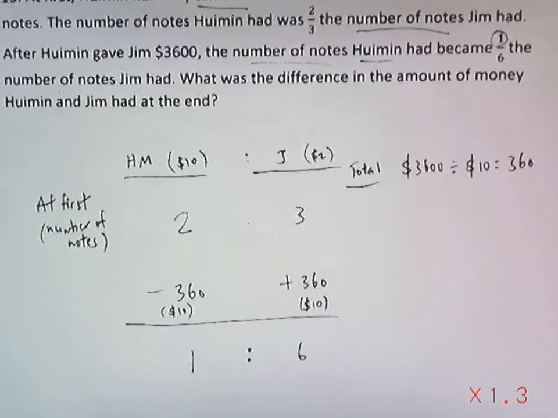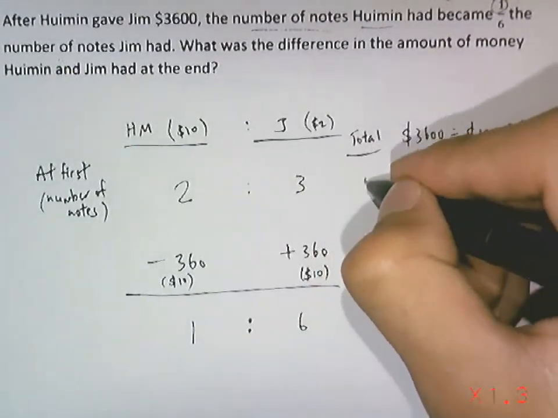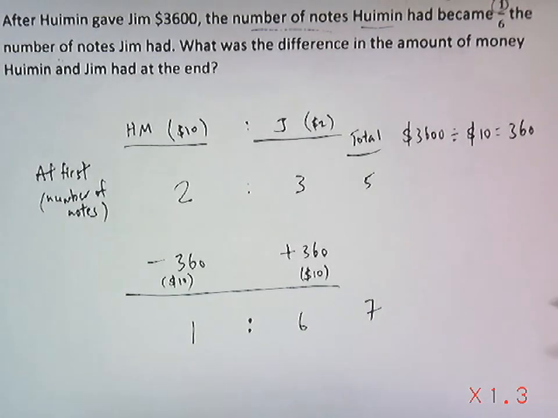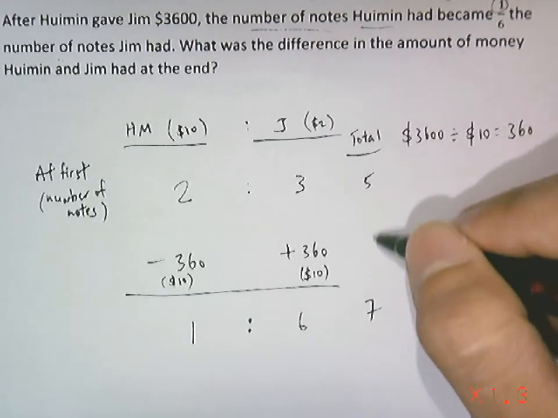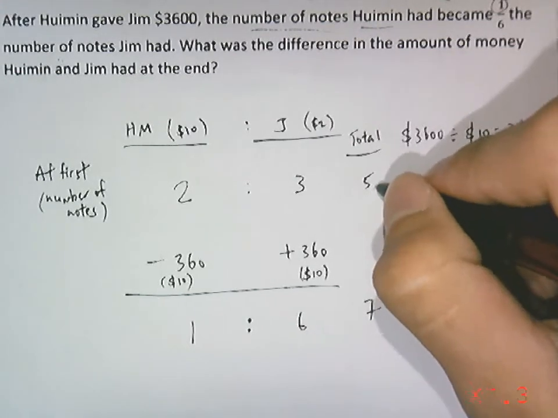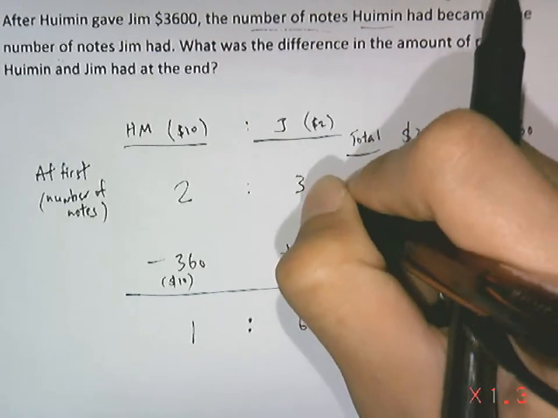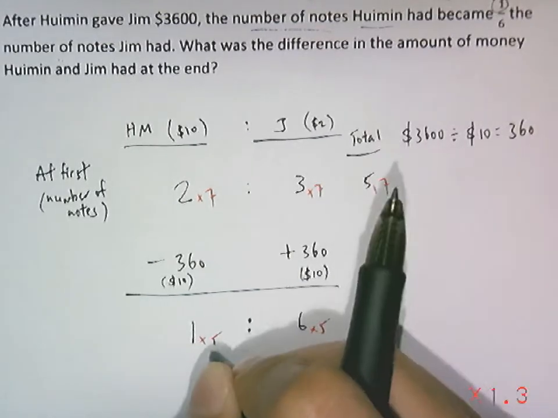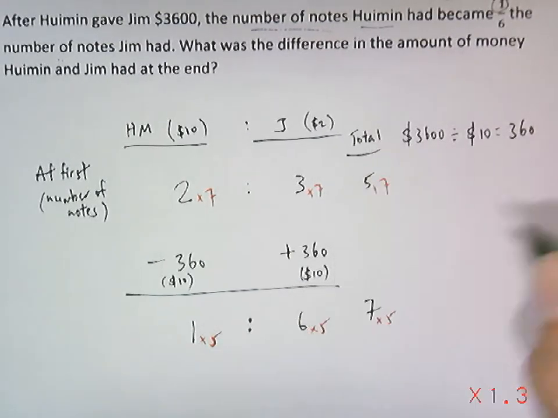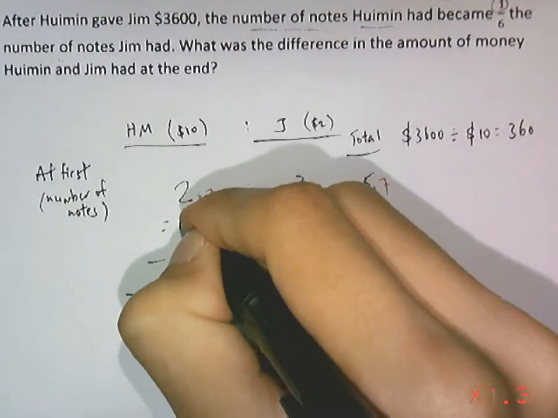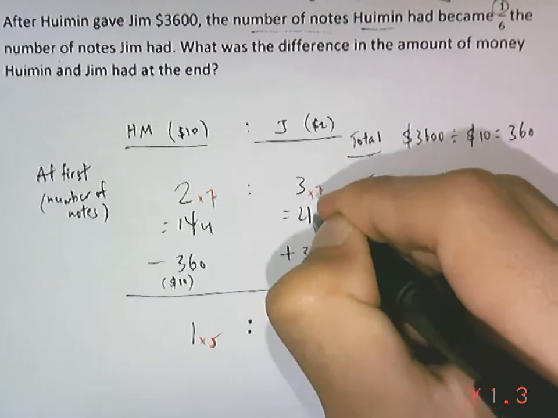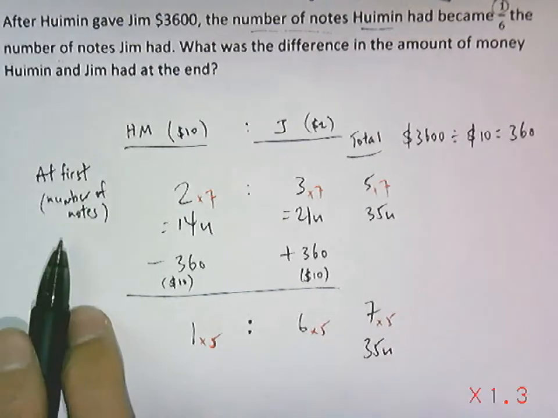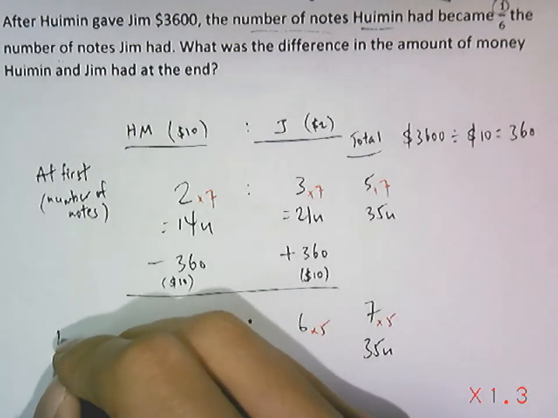I'm counting on the units now. 2 plus 3 is 5, 1 plus 6 is 7. The total units of notes should be the same, so we multiply to get the lowest common multiple of 35. 2 times 7 is 14 units, 3 times 7 is 21. Total units, 35 units. All this represents the number of notes, and this is in the end.